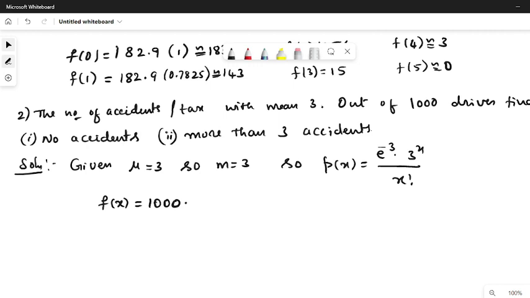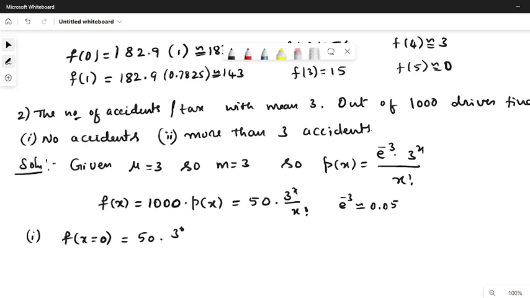So f of x equal to 1000 into P of x. So it will be 1000 into 3 power x into e power minus 3 by x factorial. On simplification, it will be 50 into 3 power x by x factorial, because e power minus 3 is approximately 0.05. Now first case, no accident, that is x equal to 0, that is 50 into 3 power 0 by 0 factorial. You can check that it will be 50.